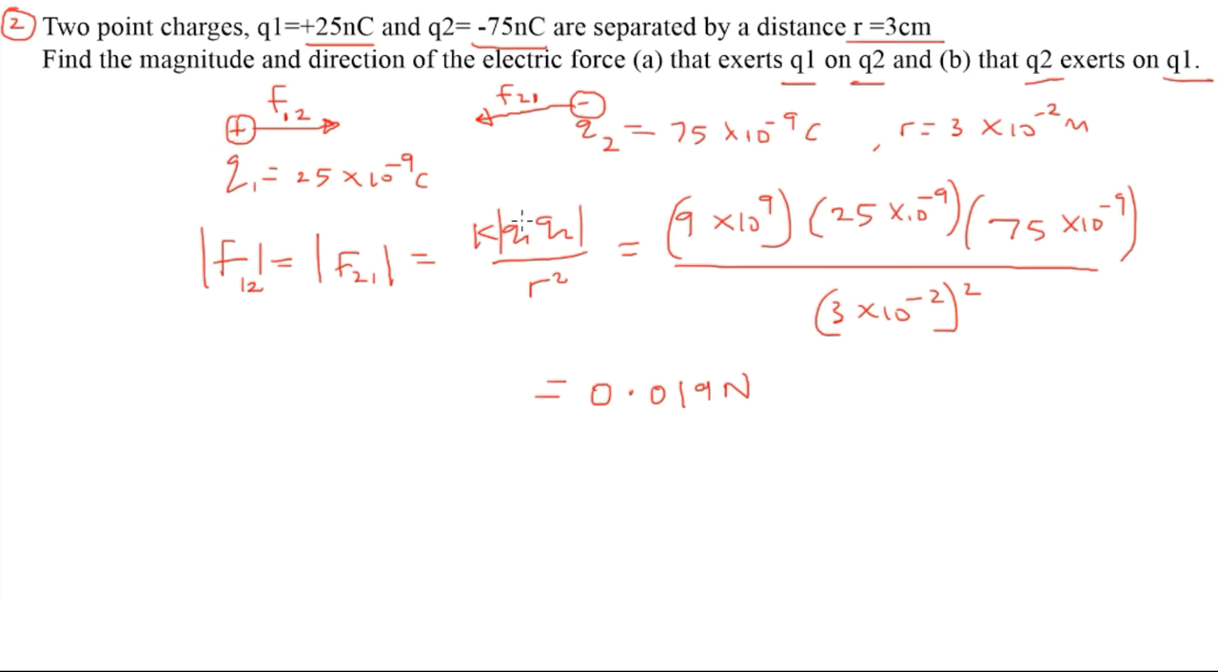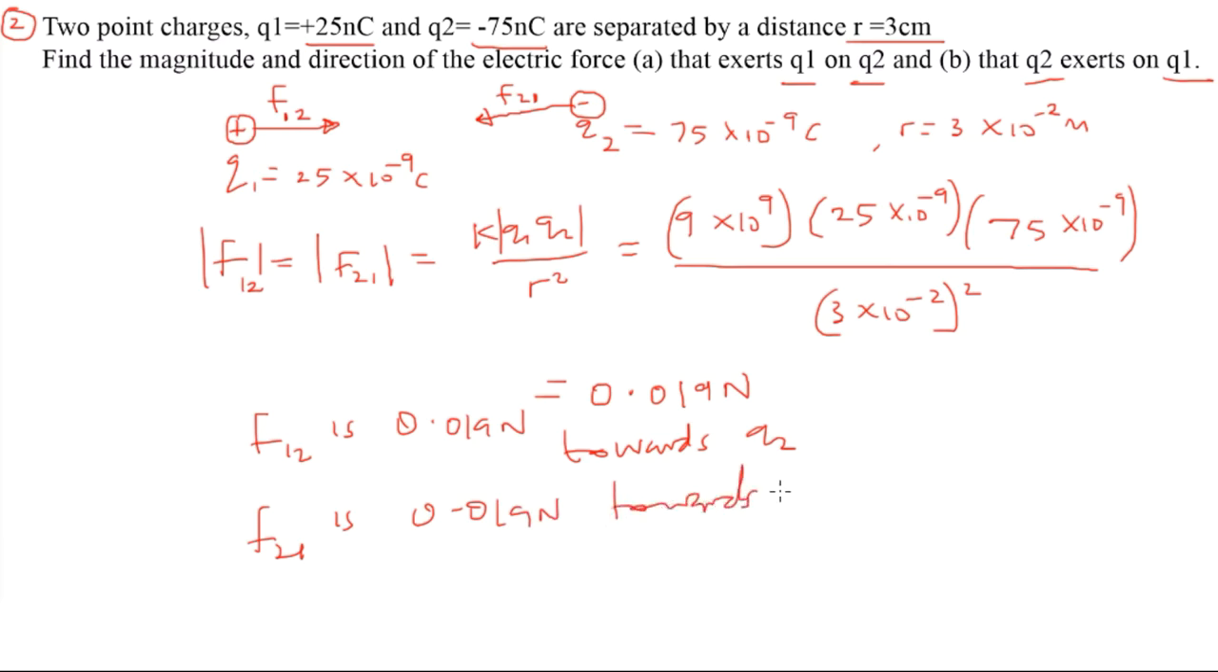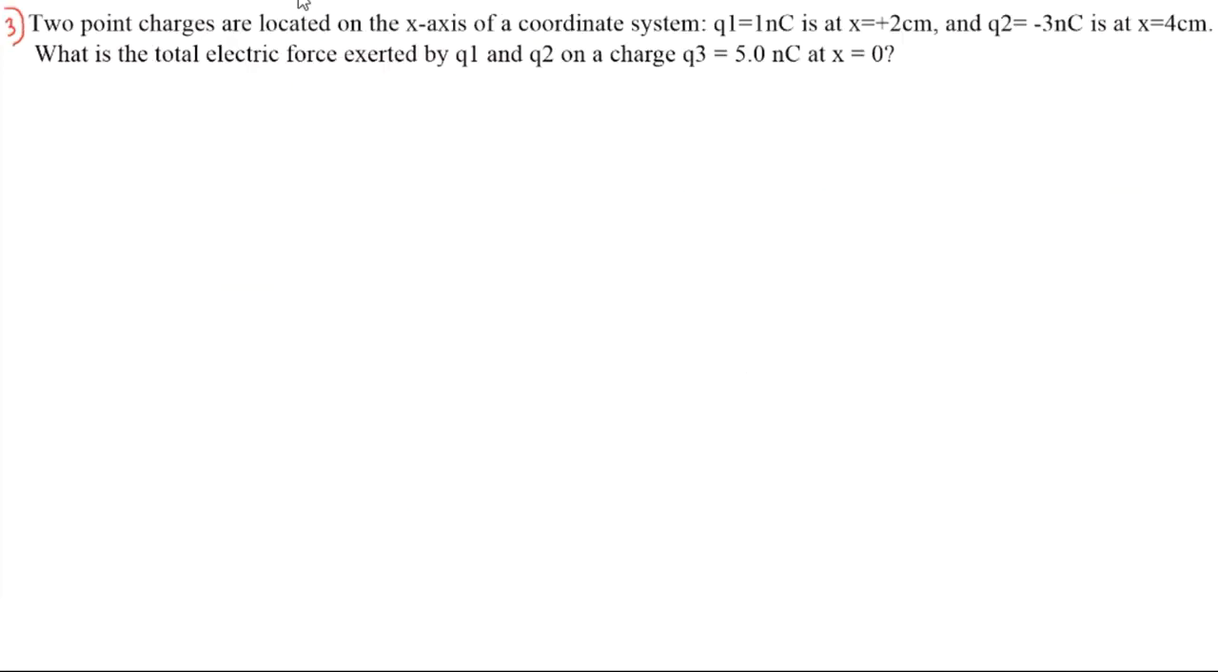That is, F12 is equal to 0.019 newton along the direction towards Q2. So we can just write F12 is 0.019 newton towards Q2, while F21 is 0.019 newton towards Q1. Okay, so that's just how to do something of that nature. Let's move a little bit further.